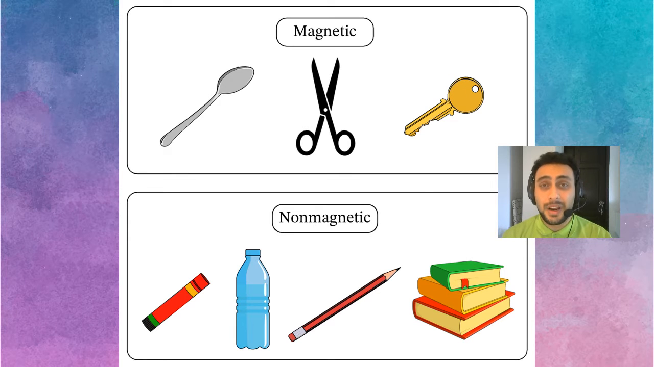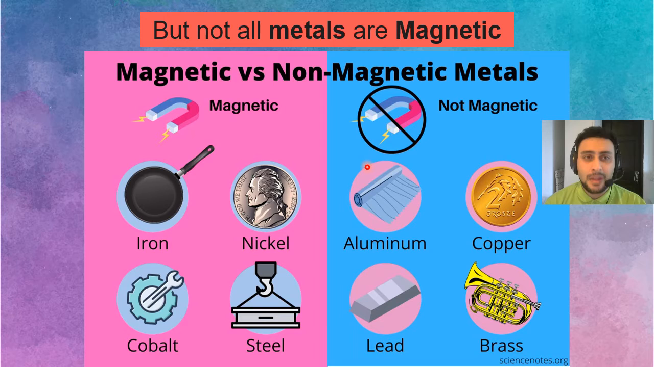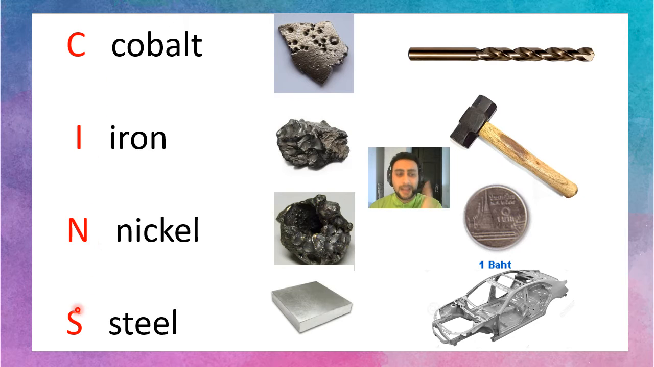They're made of paper, right? So they're not magnetic. Now, as I told you, not all metals are magnetic. For example, iron, nickel, cobalt, steel are magnetic. But aluminum, copper, lead, and brass are not magnetic, right? So they are non-magnetic. Now, remember CINS: cobalt, iron, nickel, steel. These are the metals that are magnetic. So if you have a pen made of steel, it's going to be magnetic.